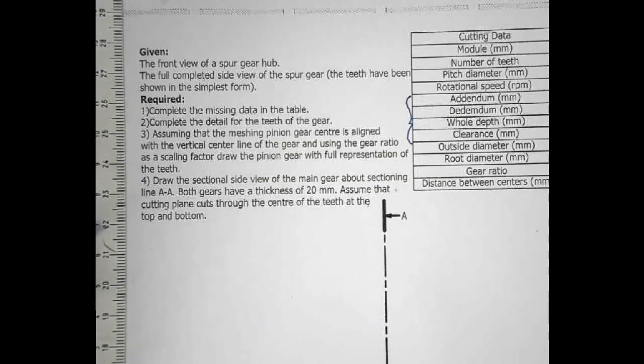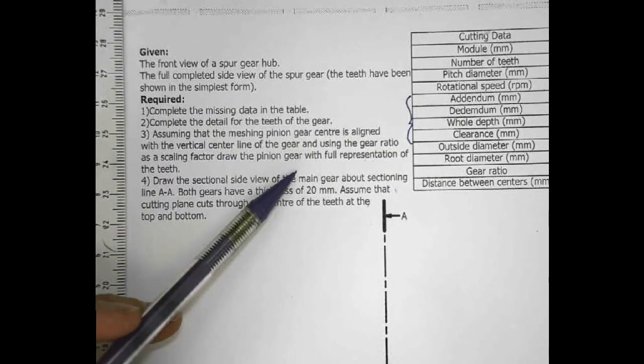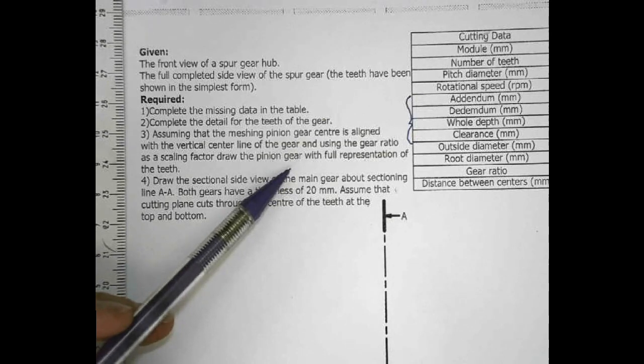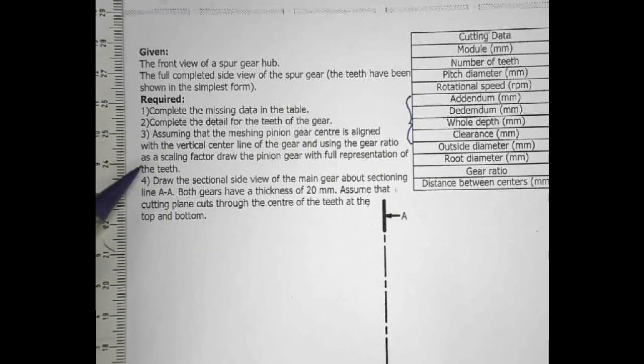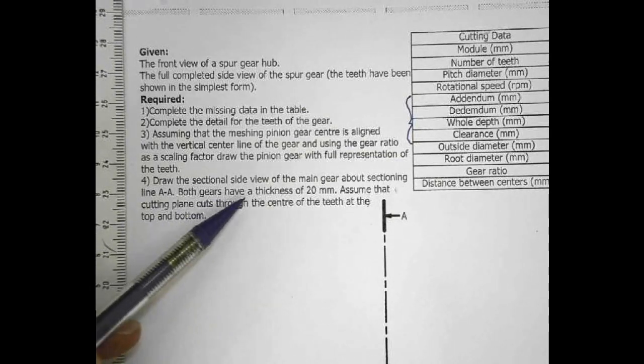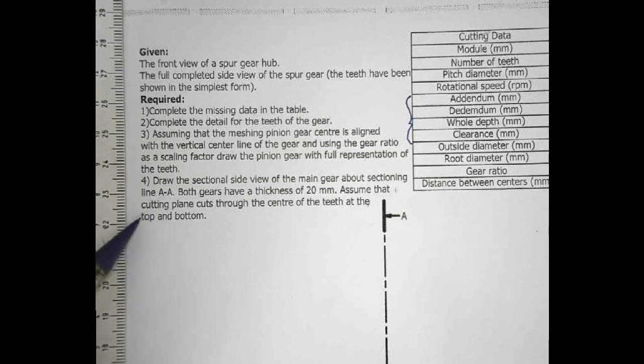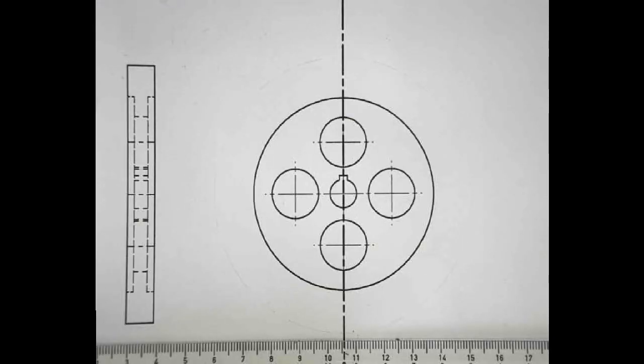We need to draw both the pinion and the gear, and the scale that we're going to be using for this drawing is the same as the gear ratio that's been given for the gears. So we're going to be drawing this to half scale. So our drawing will be half the size of the given dimensions. So all of these dimensions must be divided by 2. Then lastly, we need to draw the sectional side view of the main gear about the sectioning line AA, and it tells us that both gears, so that's both the pinion as well as the main gear, have a thickness of 20 millimeters.